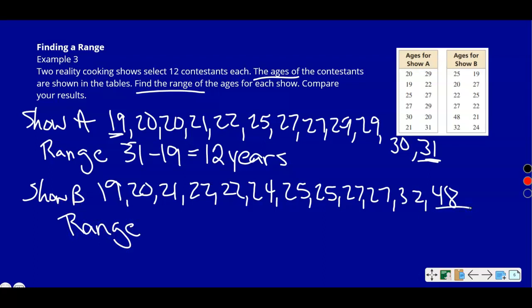Show B. So we're going to have a range of ages as well. This time we're going to go from 48 to 19. So 48 minus 19 equals 29 years. So this one, the range is larger.